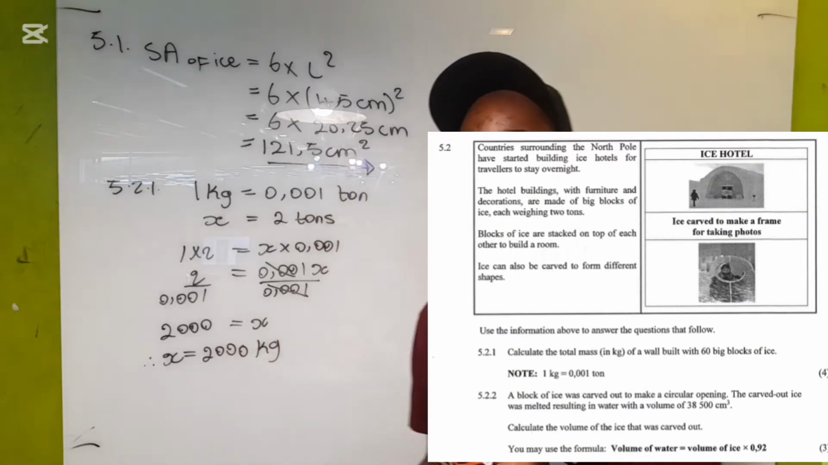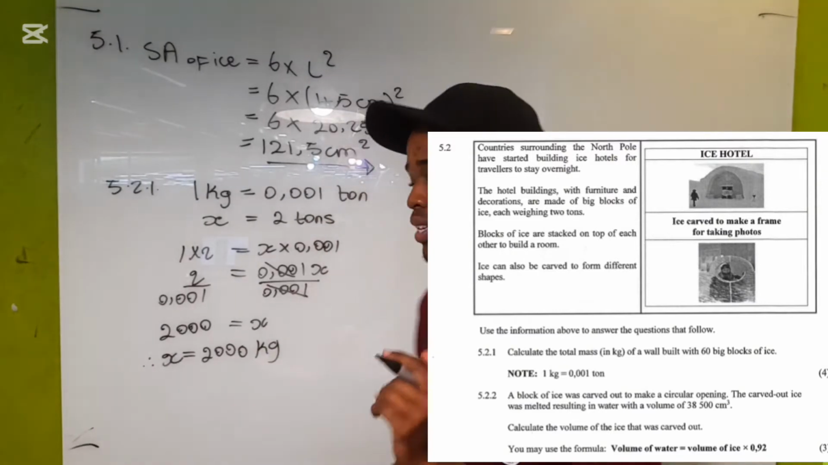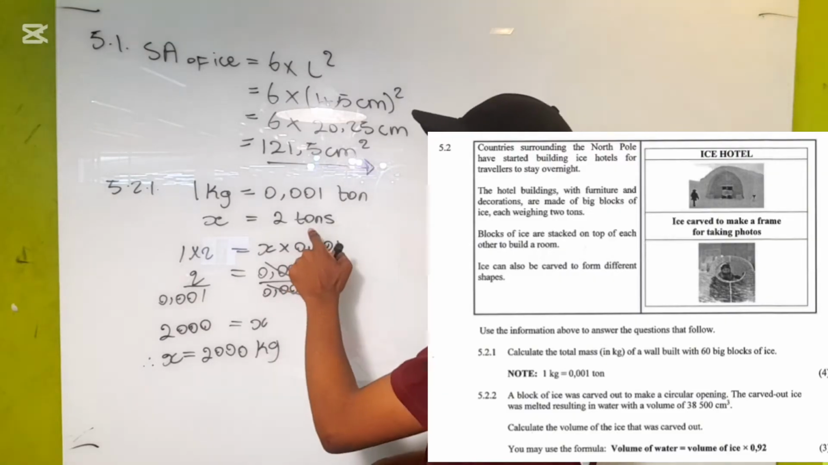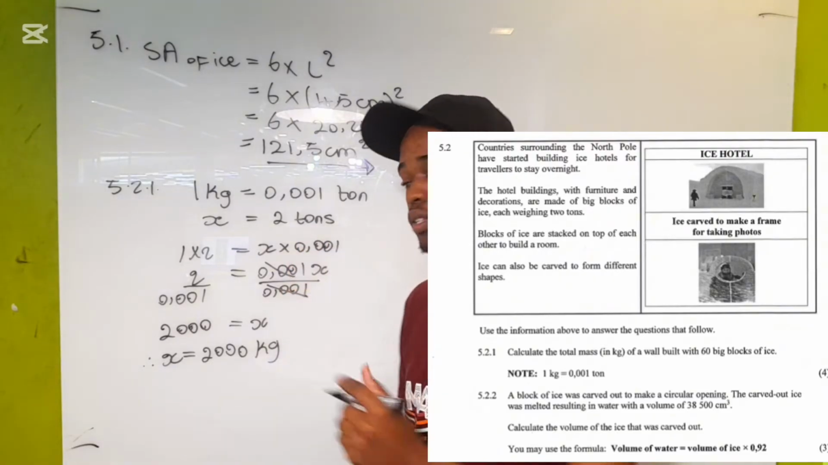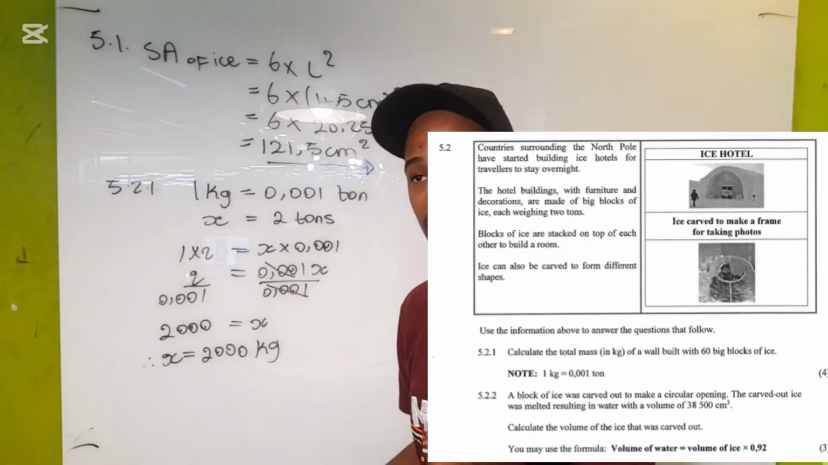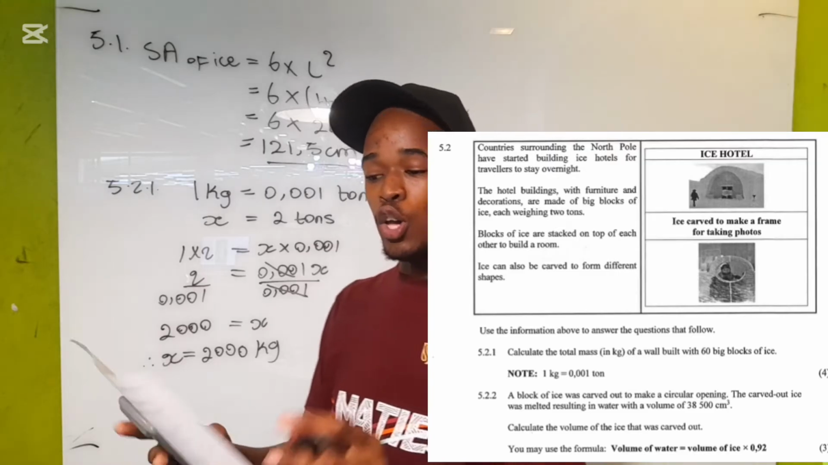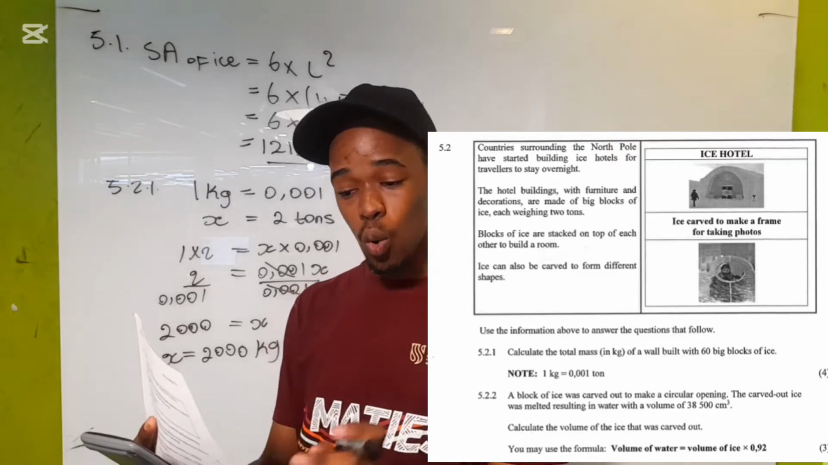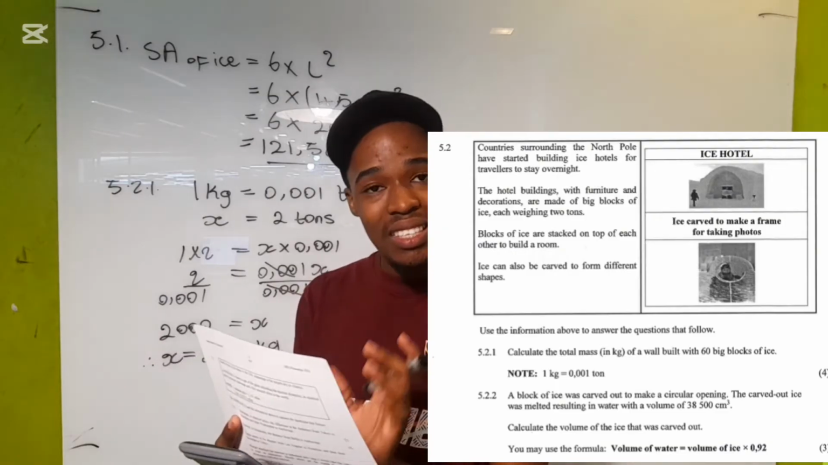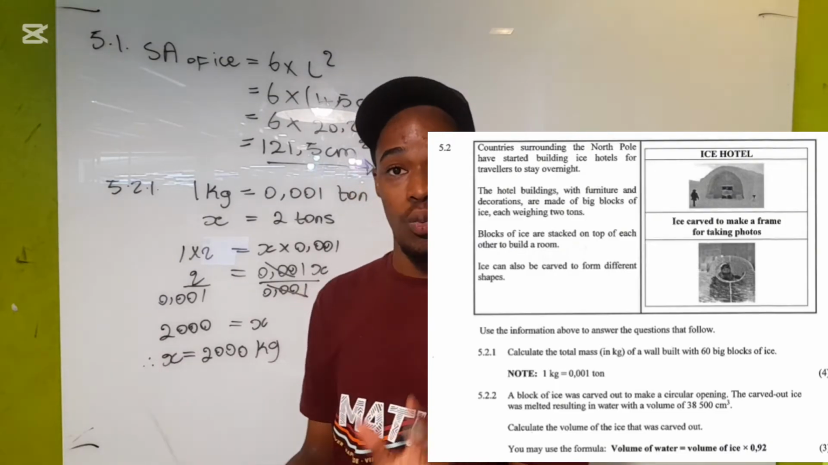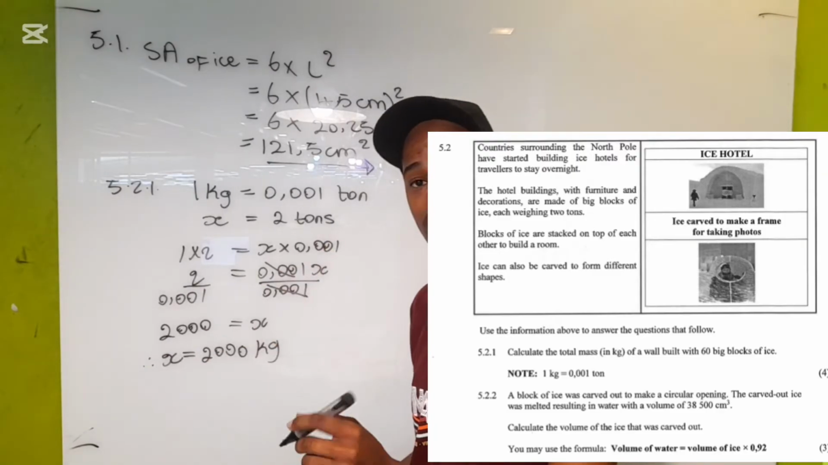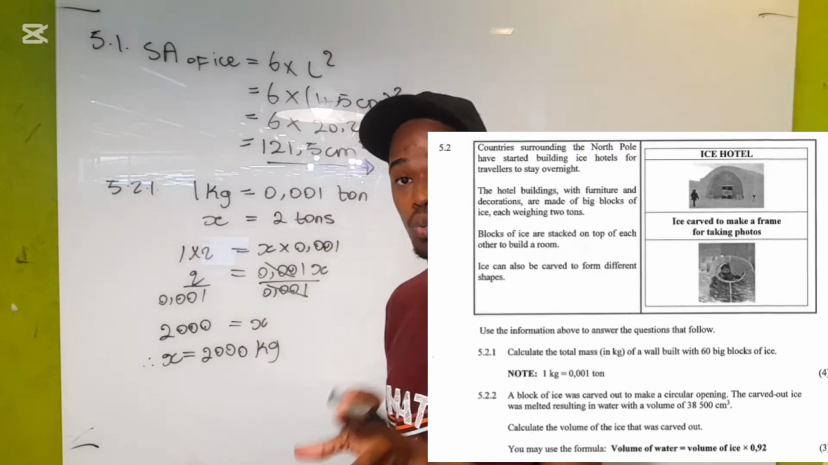So this means that 1 block of ice weighs 2,000 kilograms. 1 block of ice weighs 2 tons, and that means that it weighs 2,000 kilograms, okay? So this is the weight of 1 block. And then if you go back to the scenario, you remember that we've been told that this wall that we're calculating the weight for, they used 60 blocks of ice. We have the weight of only 1 block, and then we're going to multiply it by 60 to get the total weight of the whole wall, okay?